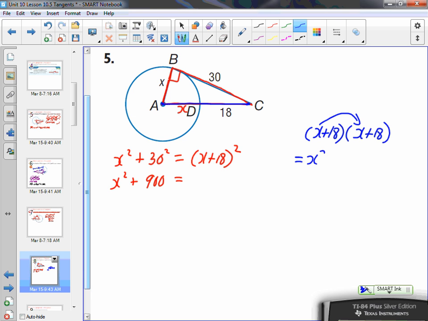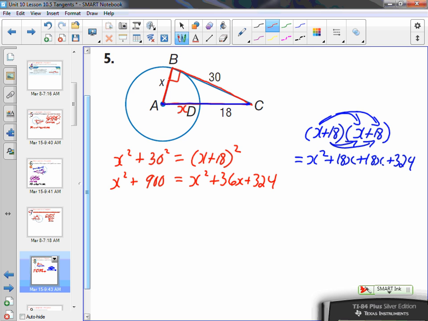X times x, x times 18, 18 times x, 18 times 18. What is 18 times 18? 324, is that what y'all was telling me? So, when I combine like terms, I get x squared plus 36x plus 324, don't I? Because 18x plus 18x is 36x.